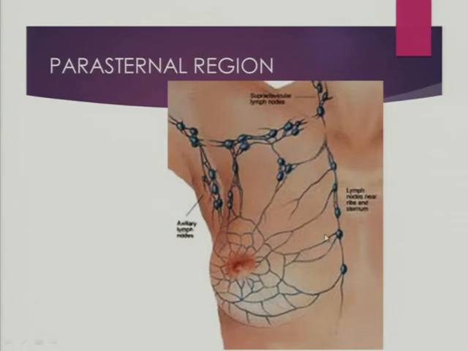We have the parasternal lymph nodes, which are deep in the intercostal muscles. It's very hard, or almost impossible, to evaluate them clinically. So during staging for breast cancer, especially breast cancers in the inner quadrants, we have to locate them preoperatively by ultrasound, and then under wire guidance, remove them during surgery.